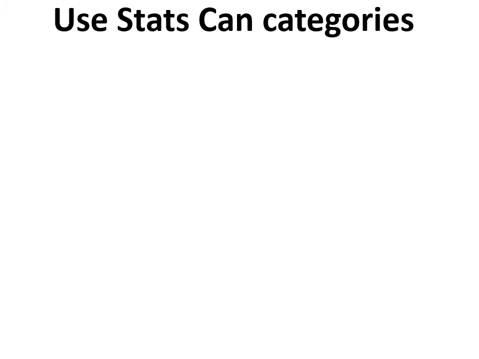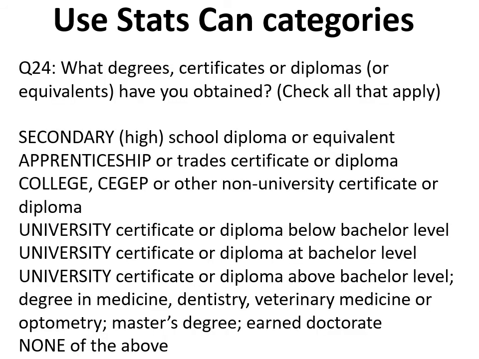When it's relevant, you also should consider using categories as potential responses to your questions that have been developed by Stats Canada. So when I write Stats Can, that's short for Statistics Canada. So here's an example of a survey question that we used in the Pepin survey instrument. So the 24th question was, what degrees, certificates, or diplomas, or equivalents have you obtained? And then here we also indicate that multiple responses are okay.